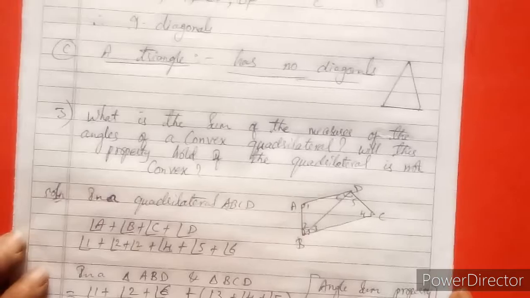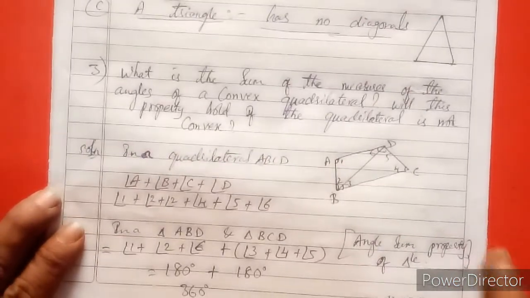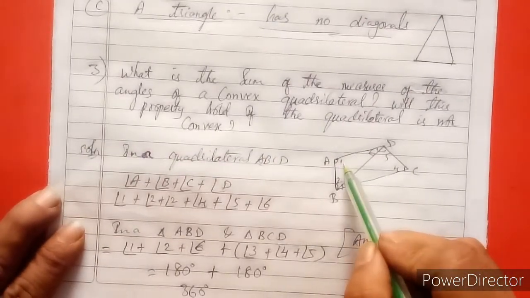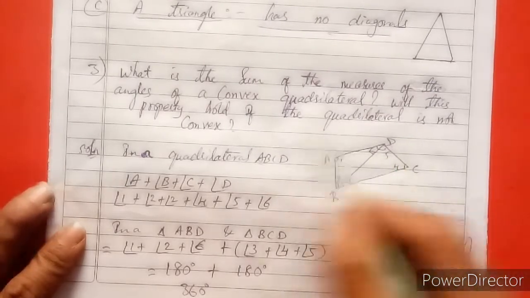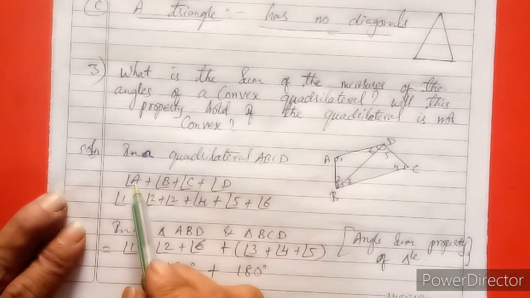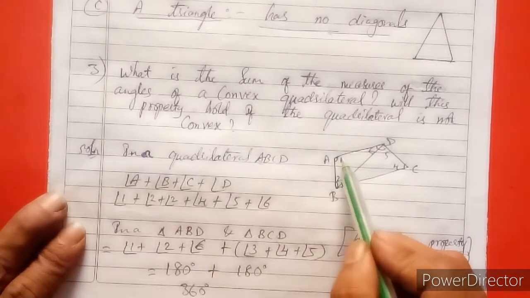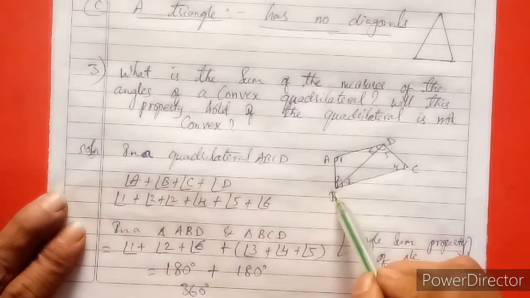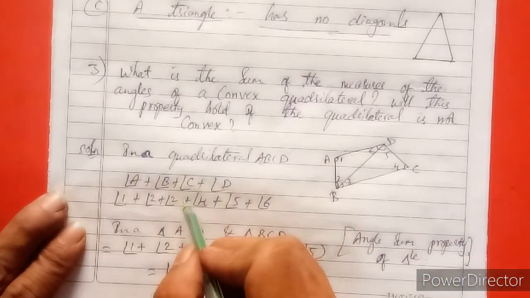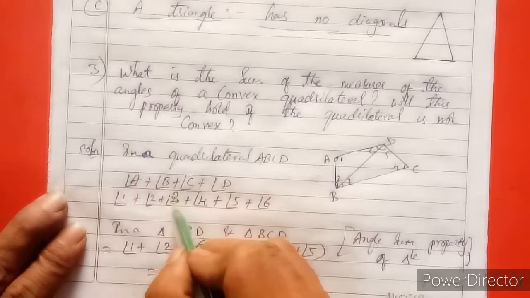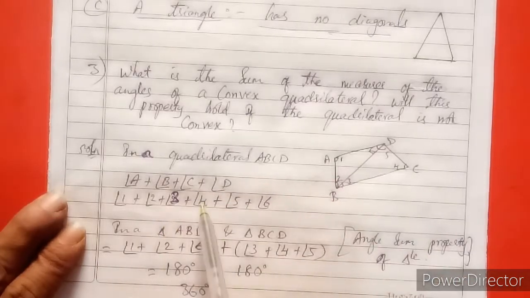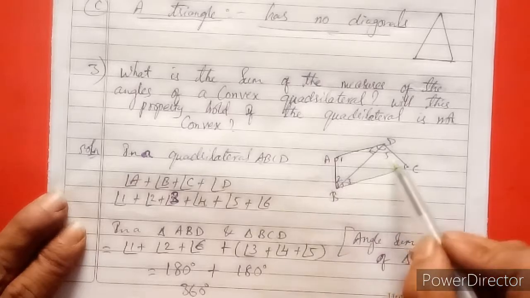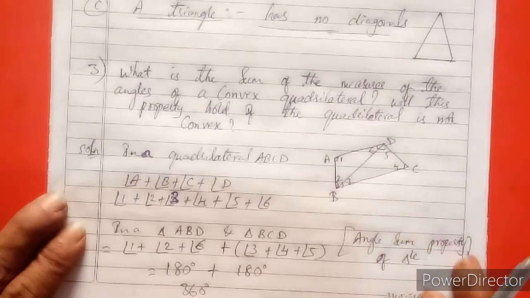So in that we are getting angle 1, angle 2, angle 3, angle 4, angle 5 and angle 6. In the quadrilateral ABCD, angle A is 1, and angle B is how much? Angle 2 and angle 3 we are getting here. After that, angle C is 4 only, and angle D is 5 and 6 we are getting on the figure.